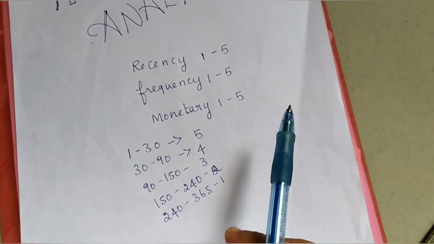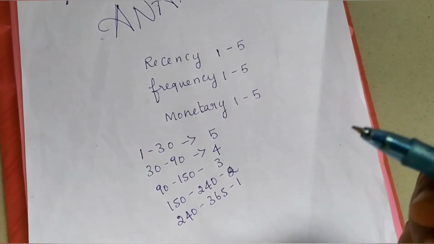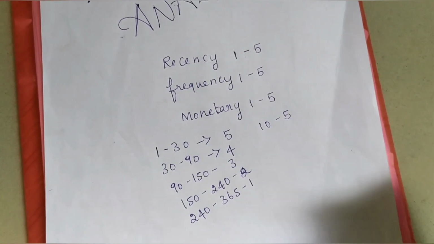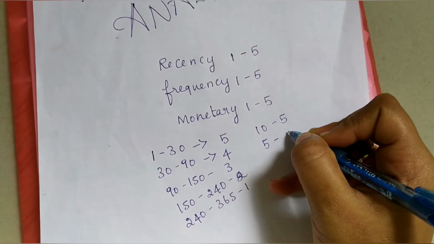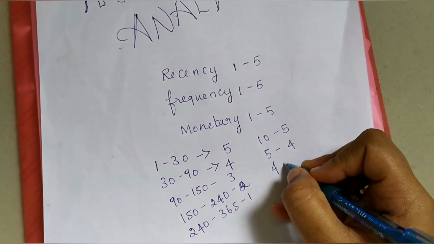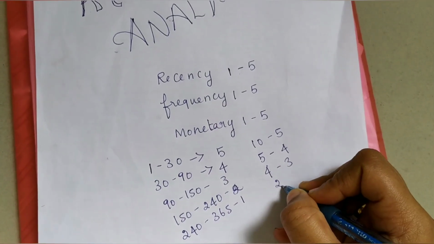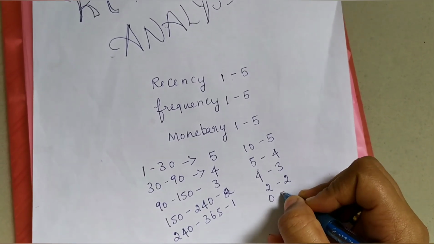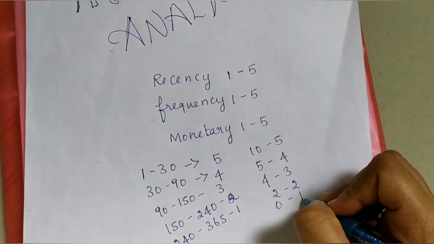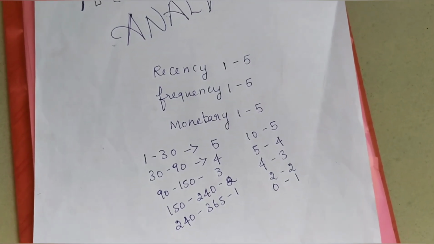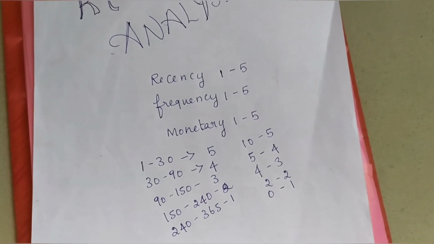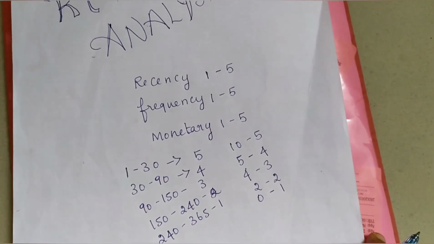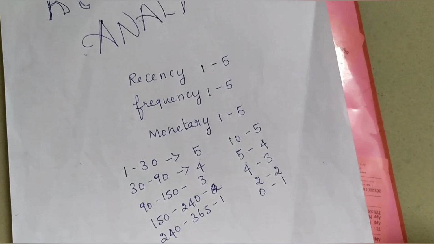For example, if for a month he is transacting more than 10 times, you can give him 5 points, and if he is transacting 5 times, you can give him 4. Then 4 times means 3, and 2 times means 2, and finally if he is not transacting at all and being idle, you can give him 1. Like this you have to give points to the frequency based on your organization's expectations, targets or benchmarks.